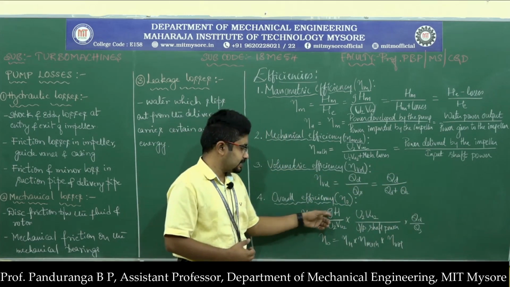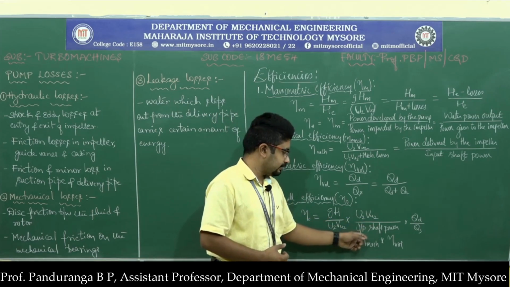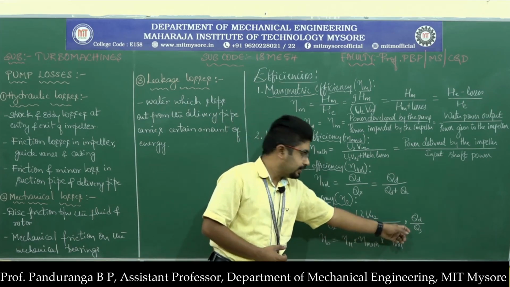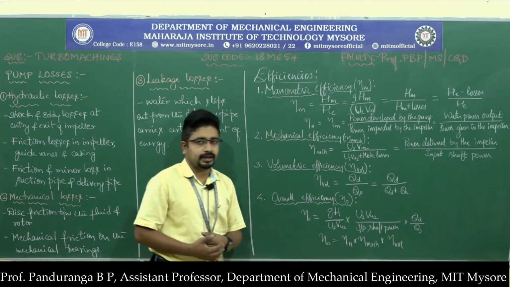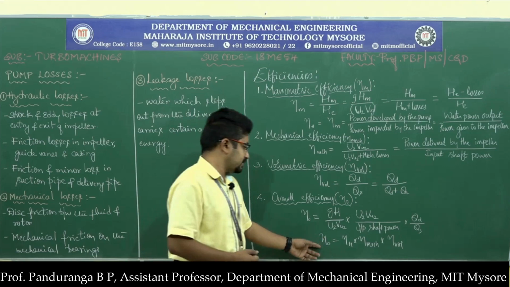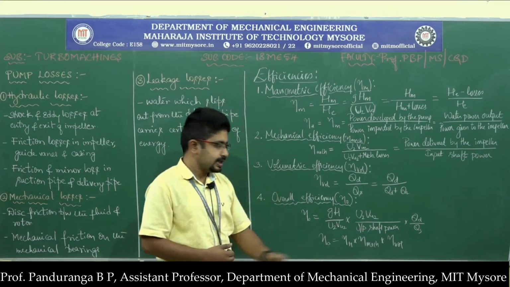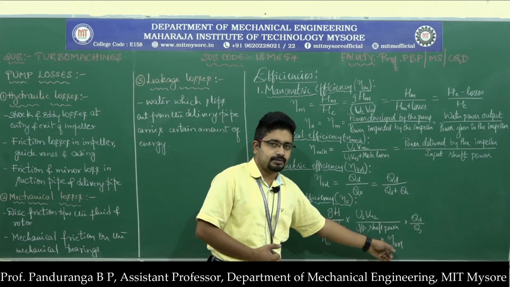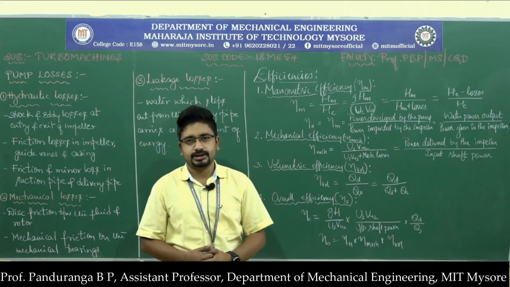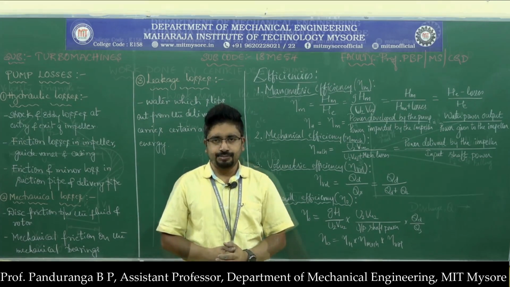So that can be written as GH divided by U2 VU2, multiplied by U2 VU2 divided by input power to the shaft, multiplied by QD by QS, which is the volumetric efficiency. So overall efficiency can be calculated by multiplying all the three efficiencies, that is hydraulic efficiency multiplied by mechanical efficiency multiplied by volumetric efficiency. This gives us the overall efficiency for a centrifugal pump.